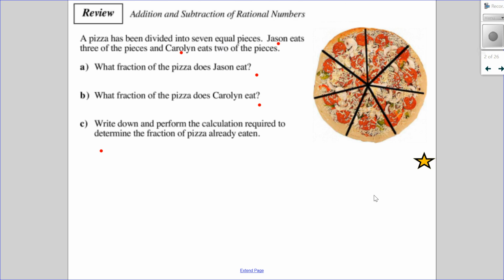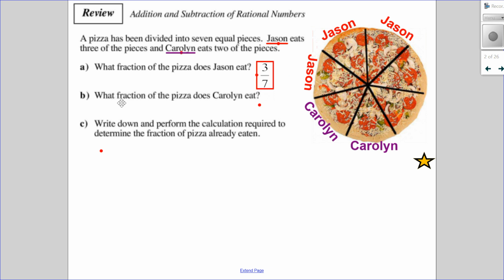So let's say we have a classic fraction question, a pizza, and it's divided into 7 pieces. Now, Jason eats 3 of these pieces of pizza, and Carolyn eats 2 of them. So I want to know what fraction of the pizza Jason eats. Well, you can see he ate 3 pieces out of a total of 7. And what fraction of the pizza does Carolyn eat? Well, she has 2 out of the 7.